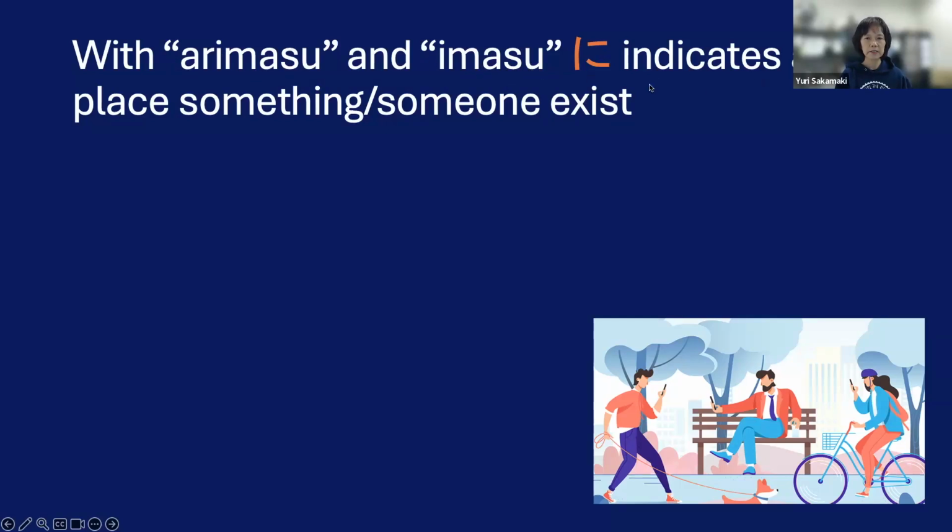then that indicates that the phrase before ni indicates a place where something or someone exists. So if you say 公園, this looks like a park, 公園にいます, then someone is in the park. 公園にあります, then something exists in the park.